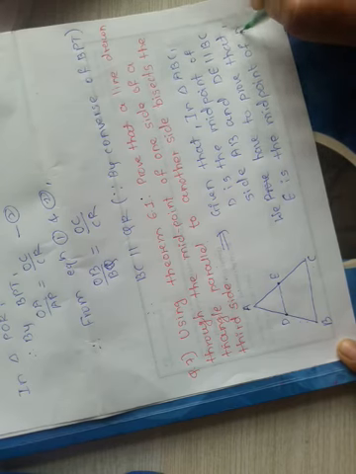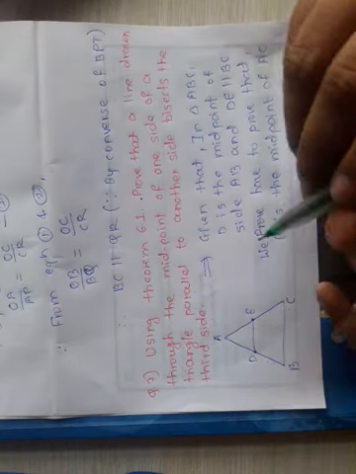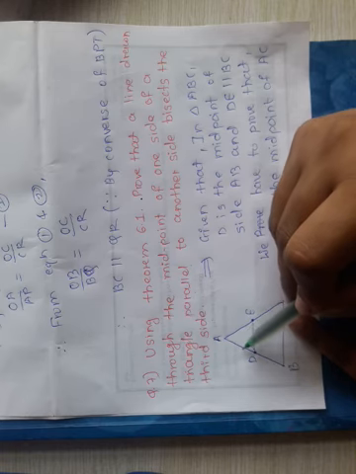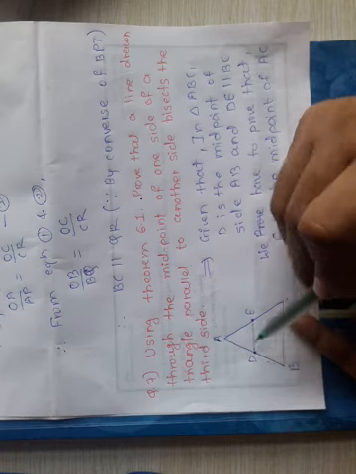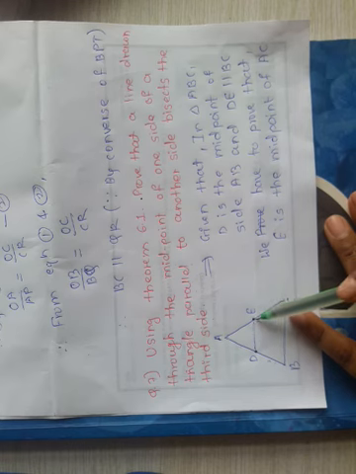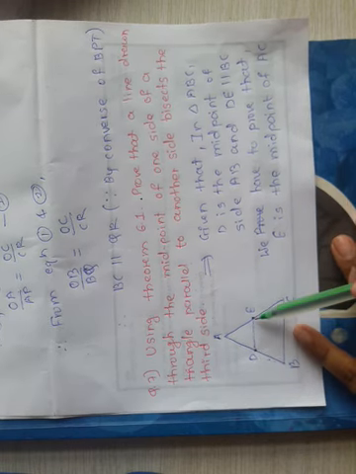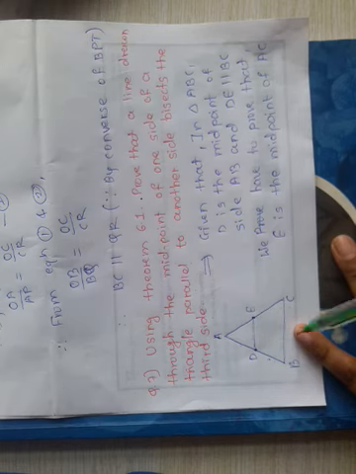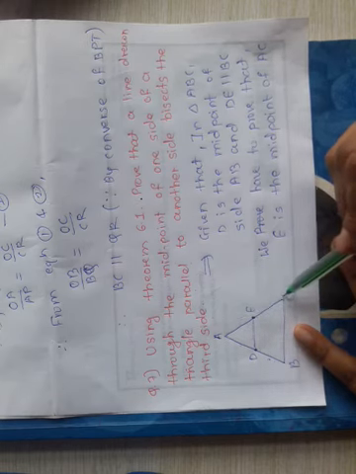Okay, E is the midpoint of AC. So if D is the midpoint, then D divides the AB side into two equal parts, meaning AD is equal to DB. Okay, and what we have to prove? E is the midpoint. If we have to prove E is the midpoint, then we must find AE is equal to EC.